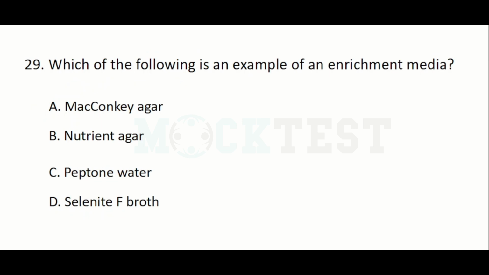Which of the following is an example of an enrichment media? Option A MacConkey agar, option B nutrient agar, option C peptone water, option D selenite F broth. Answer is option D selenite F broth.